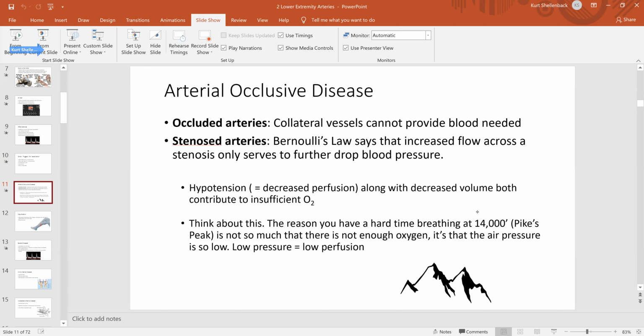Why did I write that? Occluded arteries, collateral vessels cannot provide blood needed. So, well, sometimes they can't. Collateral vessels, that's what they're there for. Well, that's what the body uses them for, to provide the blood.